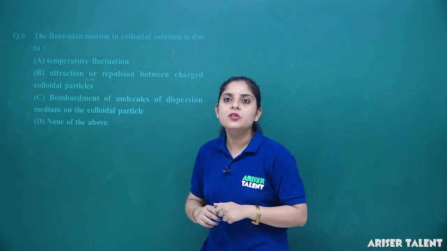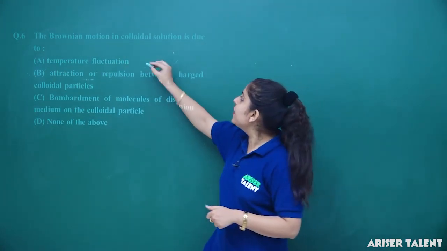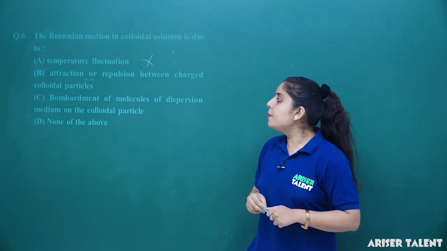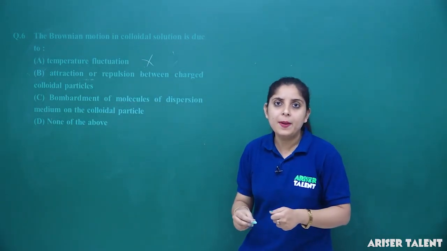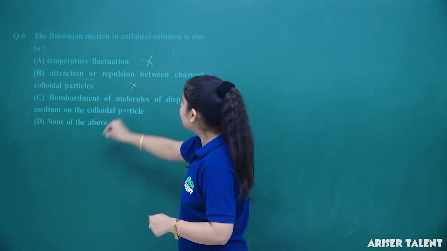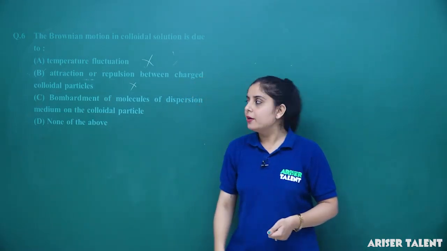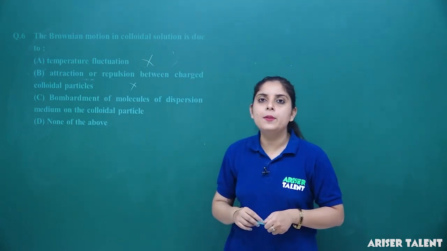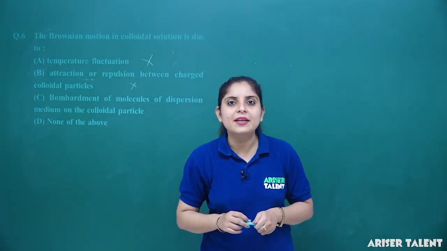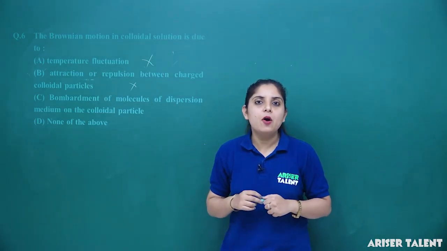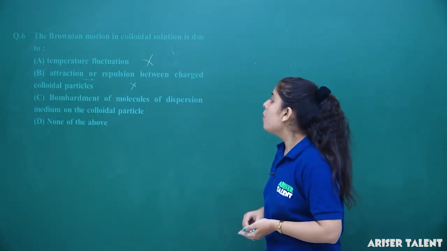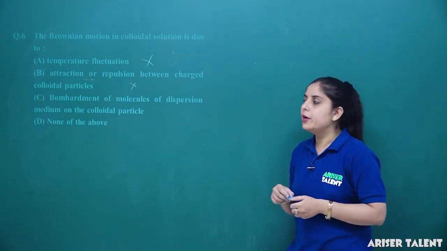So it is due to temperature fluctuation. Temperature has nothing to do with the Brownian movement. Attraction or repulsion between the colloidal particles, attraction and repulsion have nothing to do with the Brownian movement. Bombardment of molecules of the dispersion medium on the colloidal particles. So this option seems to be correct here, that whenever a Brownian movement occurs, there is a bombardment of the particles of the dispersion medium on the colloidal particles.